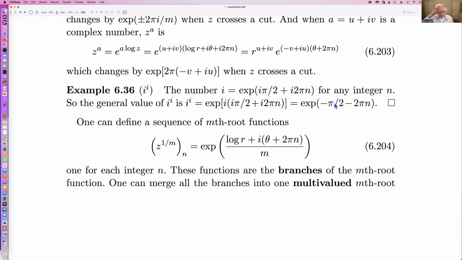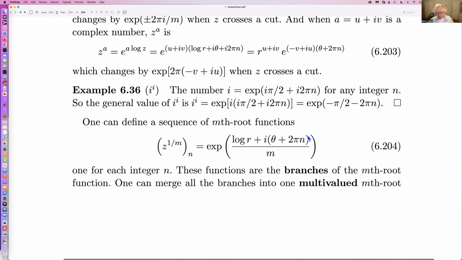Of course, we can define then a sequence of nth root functions. The nth one is going to be e to the log r plus i times theta plus 2 pi n over m. And you have to decide what you mean by theta. So there are two definitions here. What do you mean by theta and what do you mean by n? And they're, of course, related.